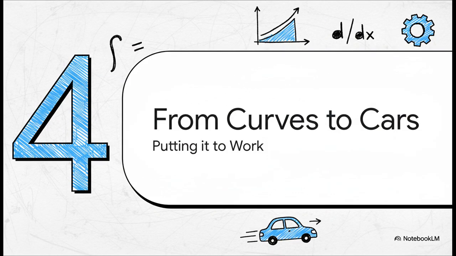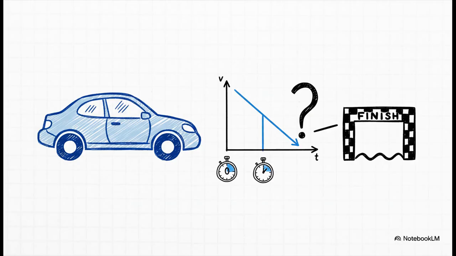All right, this all sounds amazing in theory, but does this incredible shortcut actually work out here in the real world? Let's take a look. Okay, picture a car that's moving, but its speed is changing over time. We have the function that tells us its rate of change, its velocity, and what we want to find is the total change in its position, its displacement, over 8 seconds.